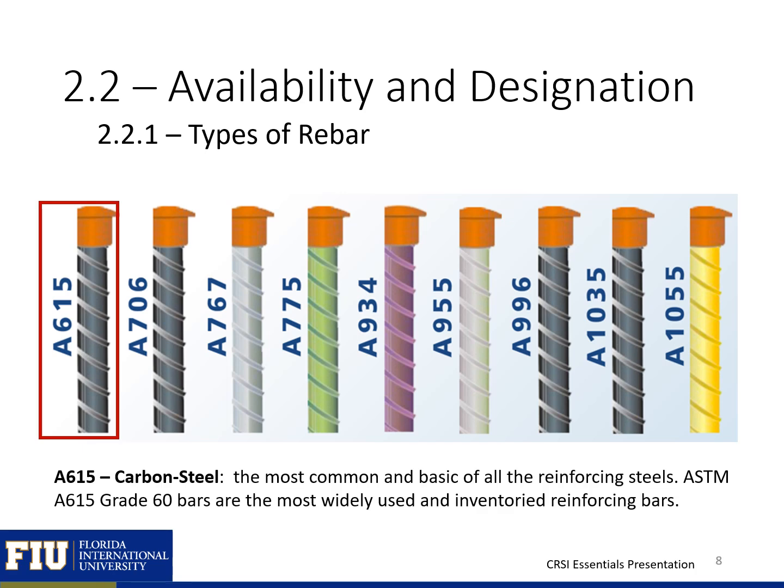ASTM A615 carbon steel is the most common and basic of all the reinforcing steels. ASTM A615 grade 60 bars are the most widely used and inventoried reinforcing bars. So this is likely the reinforcement type that you'll use for your project. Note that A615 reinforcing steel does not have good weldability, so welding it can lead to brittle connections.